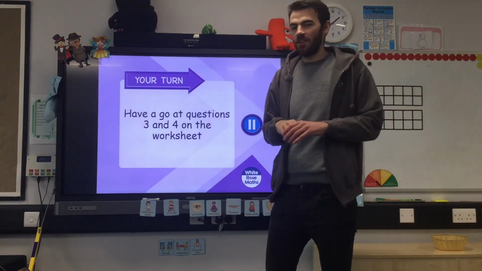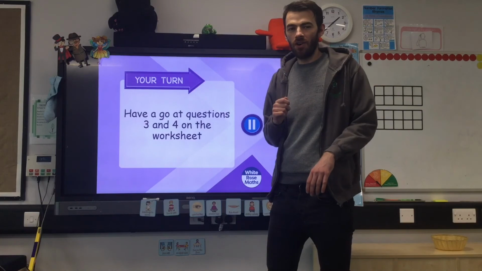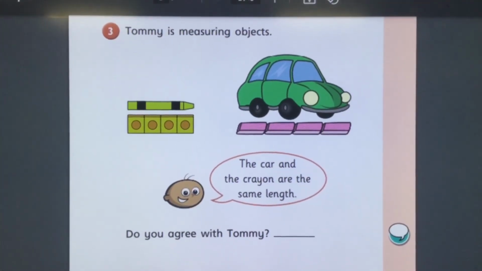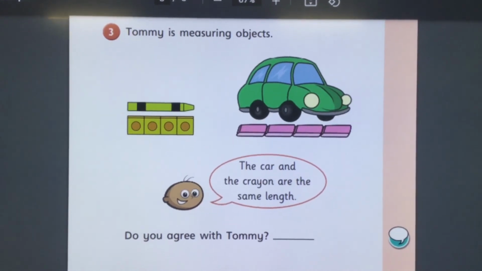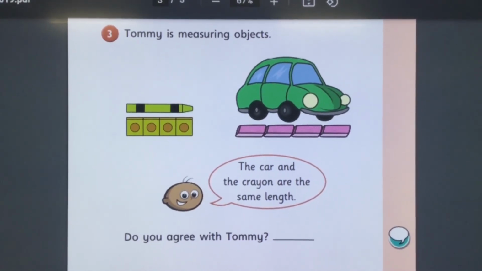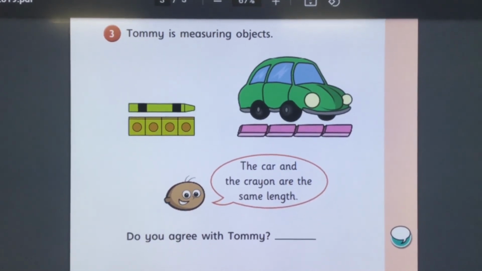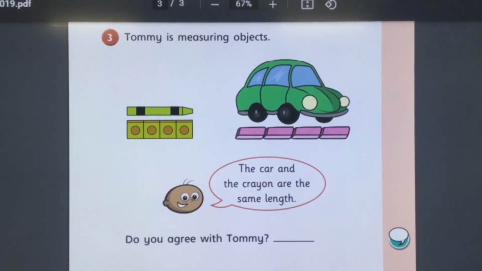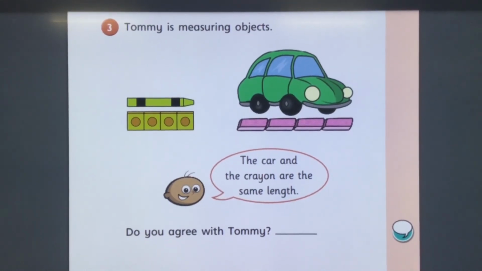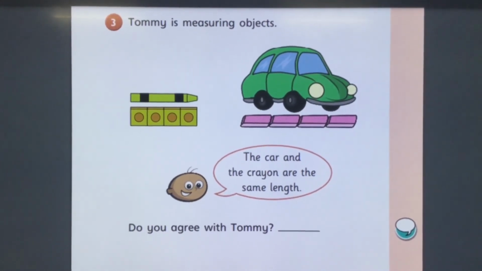Now it's your turn to have a go at questions 3 and 4 on your worksheet. Question 3. Talk to a grown-up about whether you agree with Tommy's statement. Tommy says the car and the crayon are the same length. Do you agree? You can see the crayon is 4 cubes long and the car is 4 rubbers long. So are they the same length?